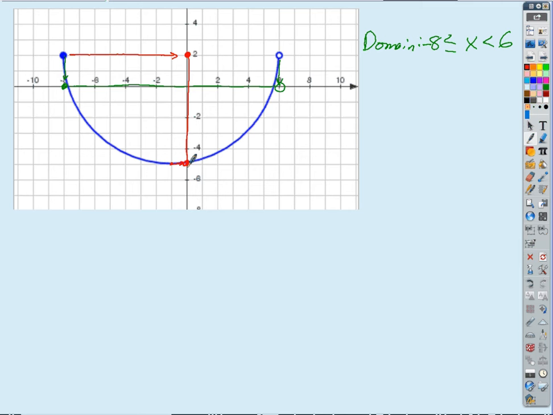So how would I say that? Y is what? The range is y greater than or equal to -5, and less than or equal to 2. Good. Okay. Is this a function? Yeah, it is, right? It passes the vertical line test, so we're good.